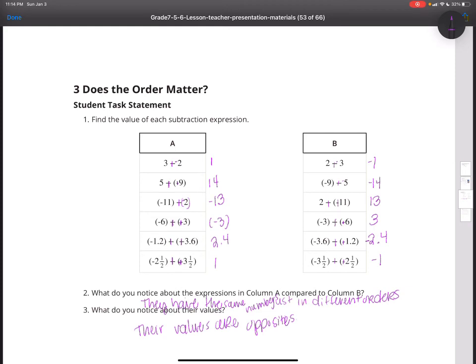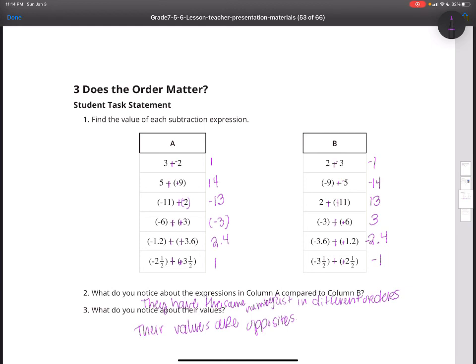So, needless to say, to answer the student task statement, does order matter? Order does matter because 3 minus 2 is not the same as 2 minus 3. If this was dealing with addition, it would not matter, but in subtraction, order does matter, okay?